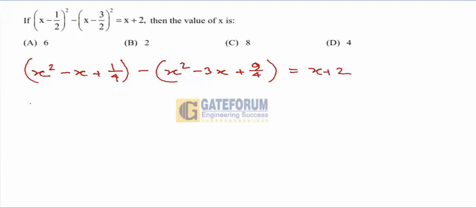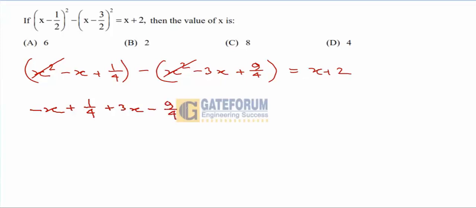So let us open the brackets. Obviously we can understand x square and x square will cancel. So what will remain? 4x, as you can see, plus 3x minus x obviously will be 3x. Okay. Let us open the brackets. So that would be minus x plus 1 by 4 plus 3x minus 9 by 4.